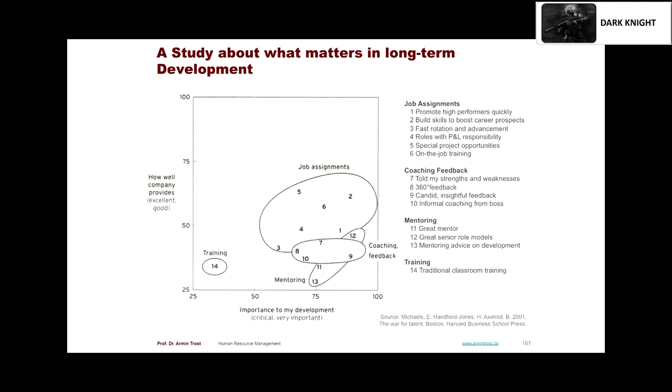And the most important axis is the horizontal axis, the importance of different development measures. And here we already find a huge portfolio, a huge range of different things companies can do. From training, mentoring, 360-degree feedback, rotation, roles with special project opportunities, whatever.